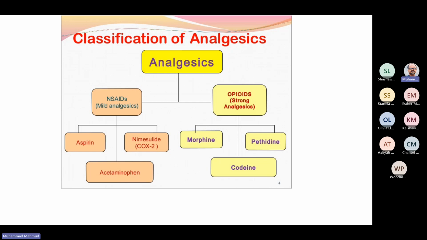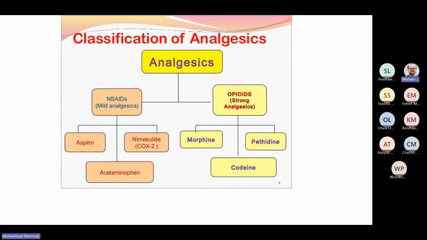Some of them are mild analgesics, belonging to the group NSAIDs, non-steroidal anti-inflammatory drugs. That includes aspirin, acetaminophen. Acetaminophen is a very common medication. It's a generic name, but in trade name, you all have heard about Tylenol. That's the trade name for acetaminophen. So this belongs to painkiller medication in this group.